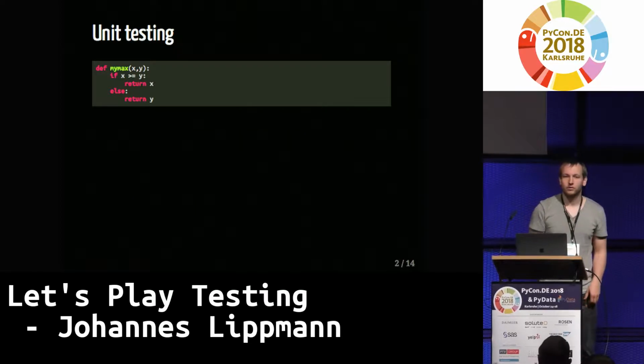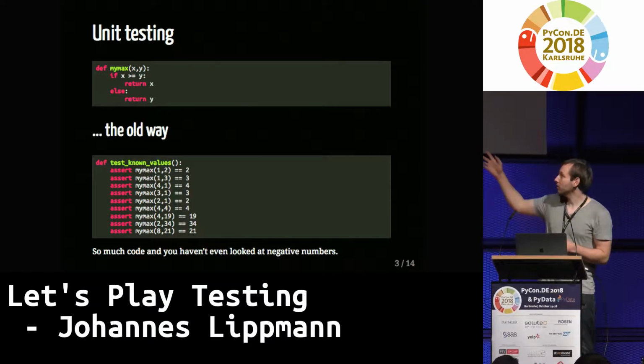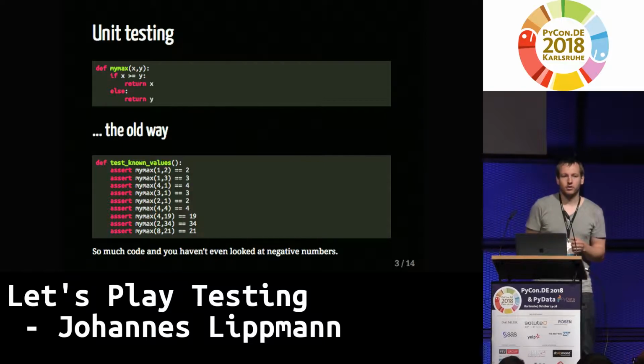This is a function I wrote. It's meant to calculate the maximum of two numbers, and now I want to unit test it. The normal way to do it is like this: you generate some inputs, calculate the outputs by hand, and then test if the outputs are the expected output. That's very bad code because it's copy-paste code, you haven't really touched the edge cases, and it's just not the way code should be tested.